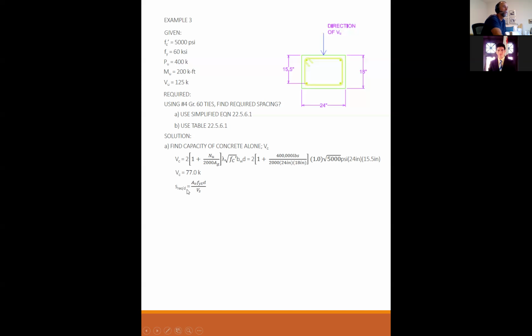S required is Av fyt d over Vs, which is equal to Av fyt d over (Vu minus phi Vc over phi). We covered this a couple lectures ago in our shear demand. If I plug in my numbers, I have 2 legs of number 4 tie times 60 ksi times d, which is 15 and a half. My demand is 125 minus phi, which is 0.75, times 77 that I found here, over phi. And that all equals 4.15 inches on center. So I'm going to use number 4s at 4 inches on center.